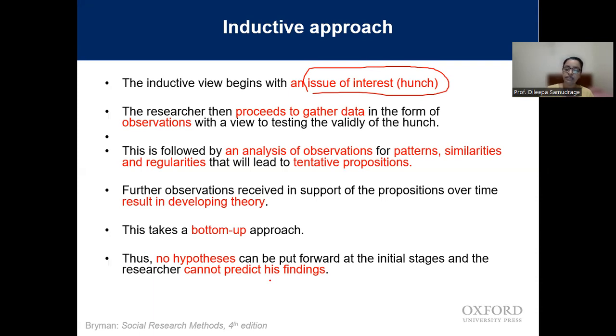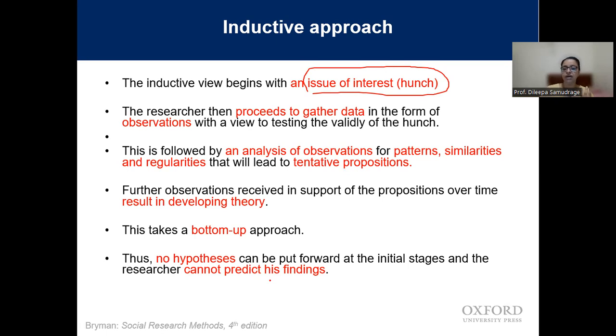But in quantitative studies, if you want to find out the relationship between corporate governance characteristics and organization performance, you can predict there can be a positive relationship or there can be a negative relationship. You can predict, maybe positive, maybe negative. But here in qualitative research, you cannot predict your findings, right? So that is what we call the inductive approach.